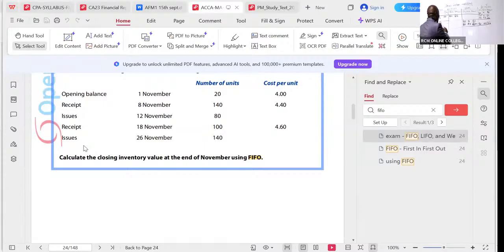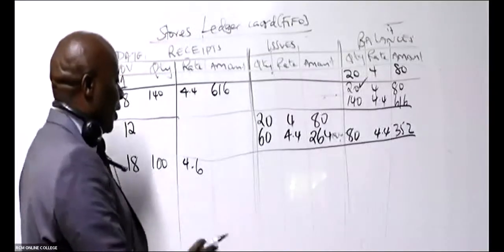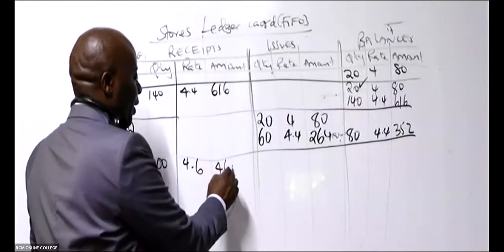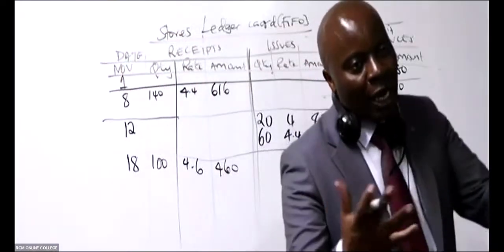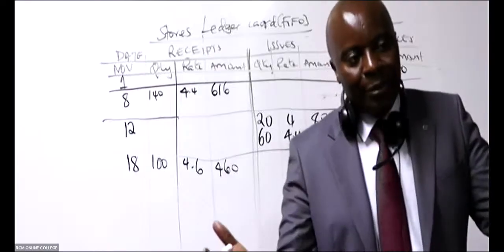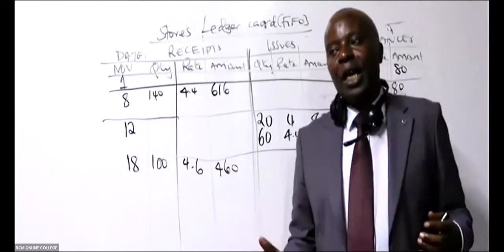We received how many? 100. At what rate? At 4.6, isn't it? Yeah, at 4.6. So this is really easy. So 100 times 4.6 gives me how much here, somebody? 460, right? So once we receive, very easy, we book it on the receipts and update the balance.